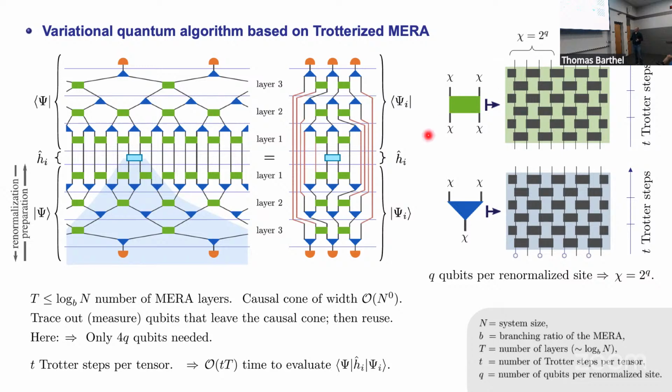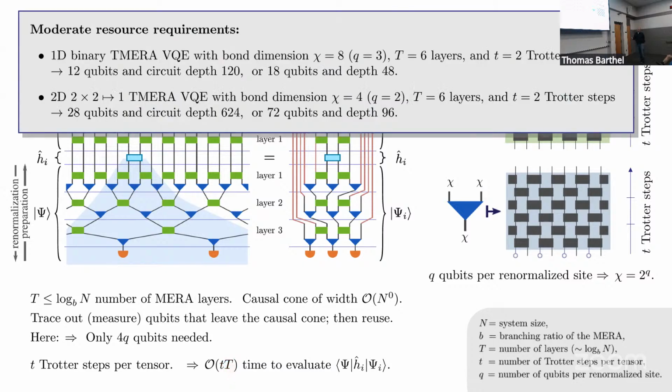So then there are no complex tensor contractions anymore, right? We just implement this quantum circuit, and so the computation time scales linearly in the number of layers and in the number of Trotter steps t. And if you go through the numbers, it turns out that the resource requirements are quite doable. Let's say we have a 1D MERA with bond dimension chi equal to 8, so 3 qubits per renormalized site, 6 layers, and 2 Trotter steps for each of these tensors. Then you will need either 12 qubits and circuit depth 120 if you minimize the qubit count, or, if you minimize for circuit depth, 18 qubits and circuit depth 48.